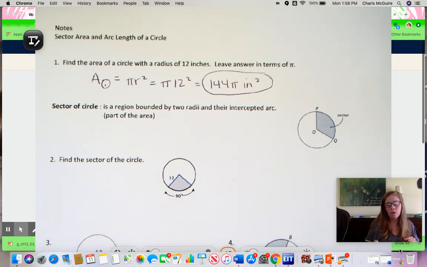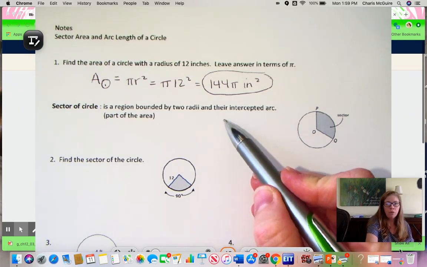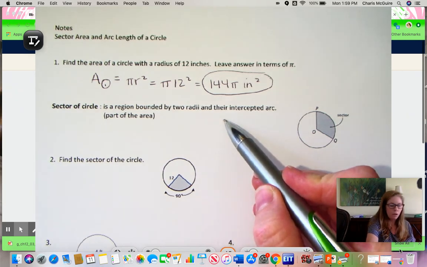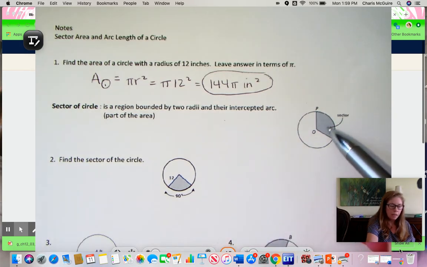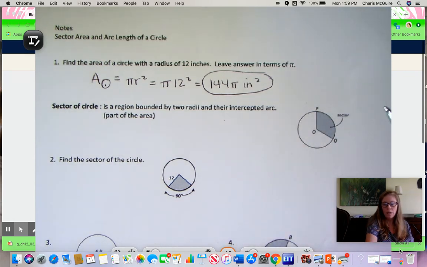So I just wanted to review that real quick, because what we're going to look at today is the sector of the circle. And the sector is not the entire area. It is a portion of the area. And so you can see, here's the definition. It's the region bounded by two radii and their intercepted arc. So when you look at this colored in region here, you've got the intercepted arc PQ, and you've got the radii OP and OQ. And so this is a sector.